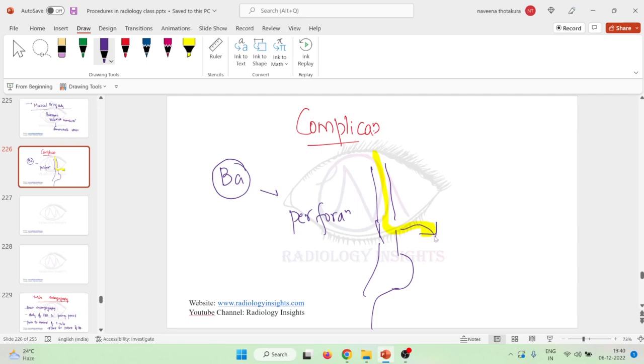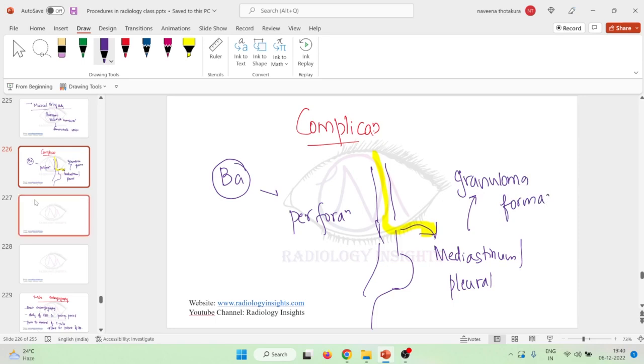And once it enters the mediastinum or pleural cavities, the patient will develop severe symptoms, and it might result in granuloma formation later. This is one complication. Sometimes barium can also be aspirated into the lungs by the patient. So these two are the complications of barium swallow.